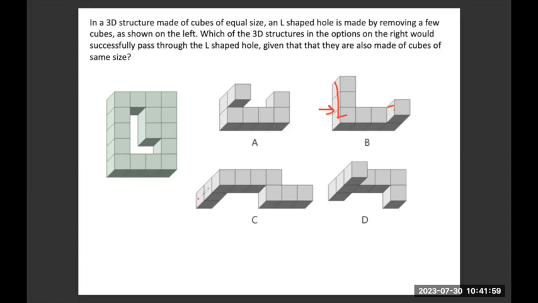Similarly, option C, I get the L on this side here. One block is here and one block is here, which means C can also easily go through there. All you need to find is which are the blocks which can pass easily through this?